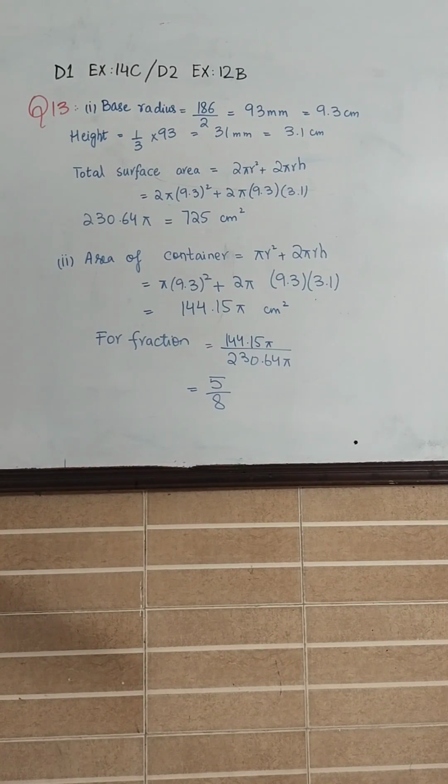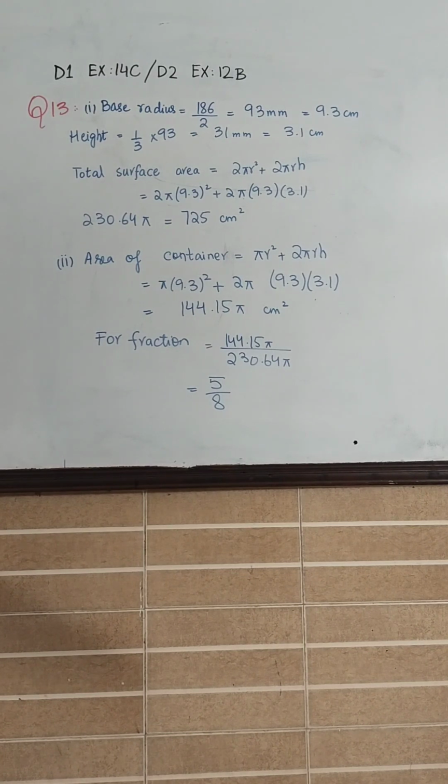Both the measurements should be in centimeter, so I have converted millimeter into centimeter. Now in the first step, they are asking to find the total surface area of the container. Give your answer in centimeter square. For the formula of total surface area, 2 pi r square plus 2 pi r h, we have to add both the values and we'll get the answer 725 centimeter square.